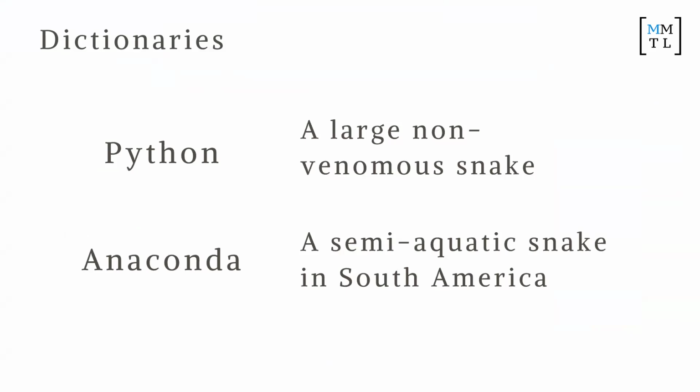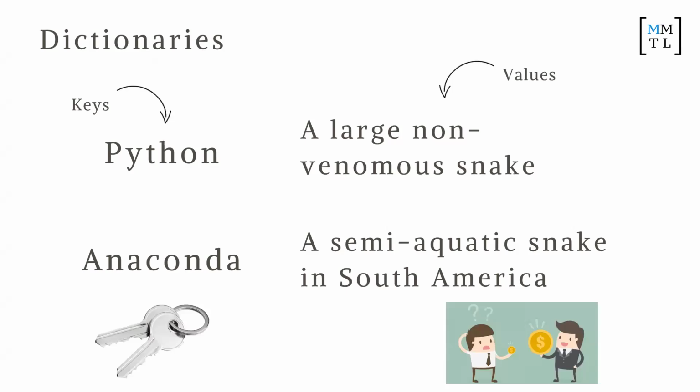So let's say we have these 2 components here. So one is a python, which is a large non-venomous snake, and an anaconda, which is a semi-aquatic snake in South America. So Python is actually the name of this language we've been using. It's actually named after Monty Python, because someone thought it would be funny to do that. Anaconda is an installation package that you can find with Python. Okay, so someone also thought that extended the joke. So the left side are our keys, so Python and anaconda, and then the right side are our values. So how I think about it is it's like a key that unlocks a value. Okay?